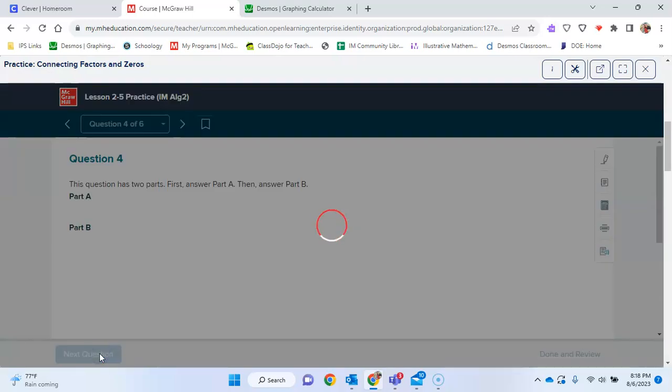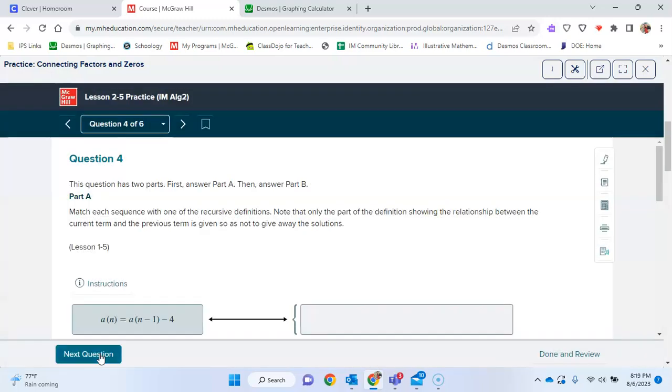Question 4. This question has two parts. First answer part A and then answer part B. Part A. Match each sequence with one of the recursive definitions. Note that the only part of the definition showing the relationship between the current term and the previous term is given so as not to give away the solutions.